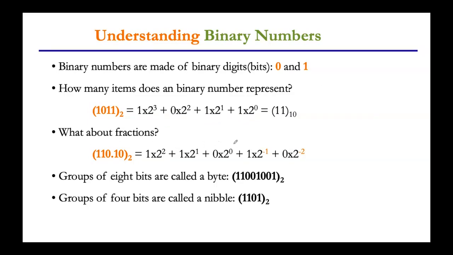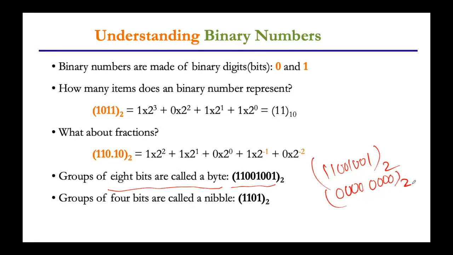So what about fractions? The same procedure. We use the negative numbers with the 2 to the power of minus 1 format. In binary forms, we can say that a group of 8 bits is called a byte. That is represented in this form: 11001001 as binary, as one byte. And if it is divided into parts of 4 bits, we call them nibbles.